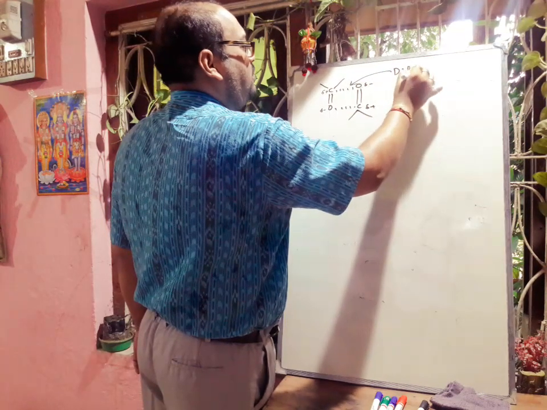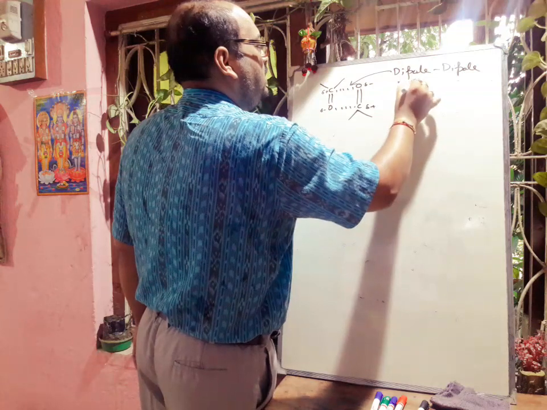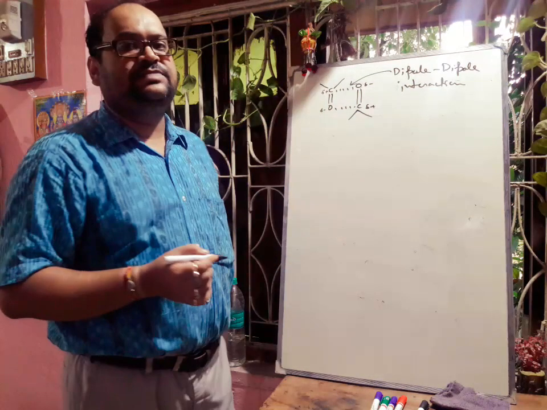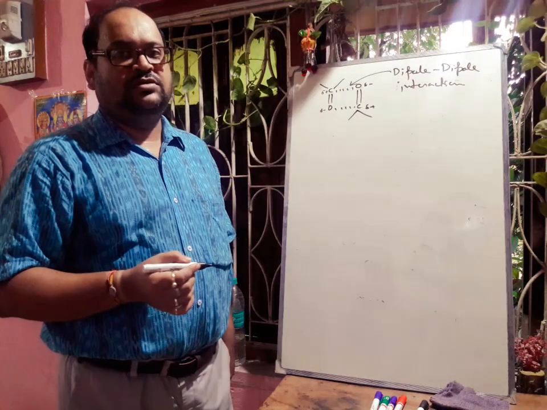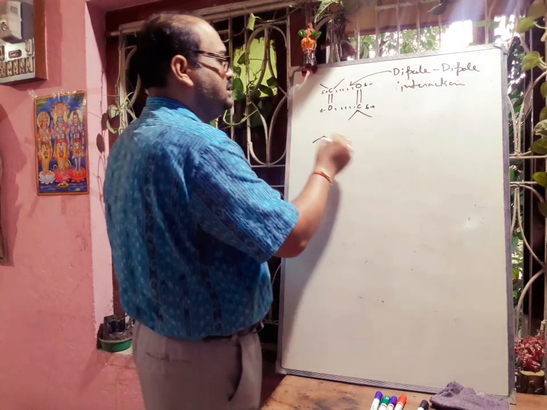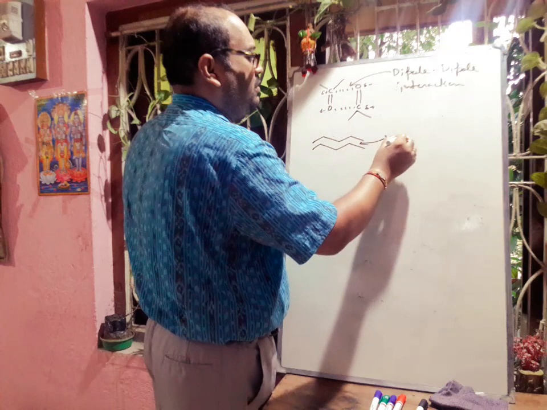So definitely there will be dipole-dipole interaction. This dipole-dipole interaction is present in the case of aldehydes and ketones. So that is why their boiling point is high. But if you think about the alkanes, between two alkanes there is only a weak van der Waals force of attraction.